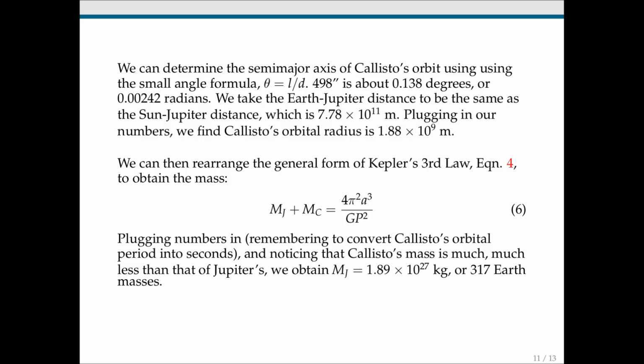We can then rearrange the general form of Kepler's third law, equation 4, a couple of slides back, to obtain the mass. The mass of Jupiter plus the mass of Callisto is equal to 4 pi squared a cubed over g p squared. If we plug in those numbers, we get that mj plus mc is equal to 1.89 times 10 to the 27 kilograms. Now remember that the mass of Callisto is much less than the mass of Jupiter, so we can safely say that the mass of Jupiter alone is 1.89 times 10 to the 27 kilograms, or about 317 Earth masses.